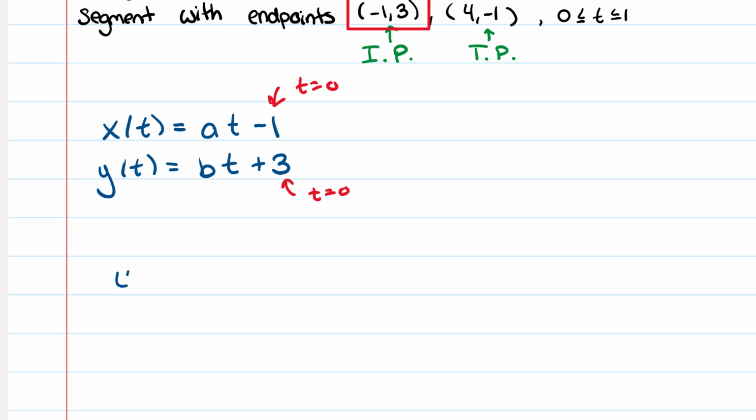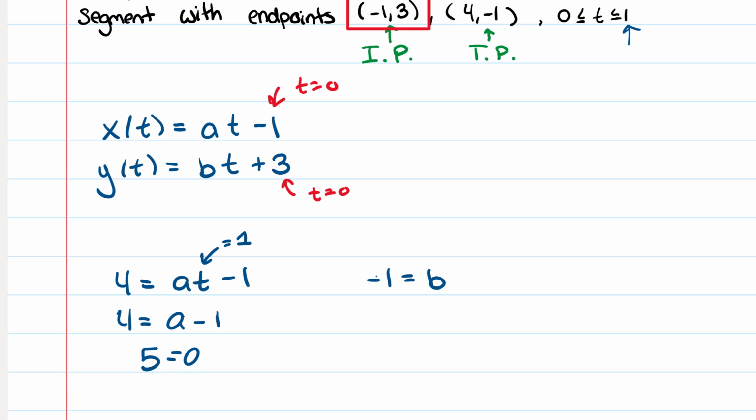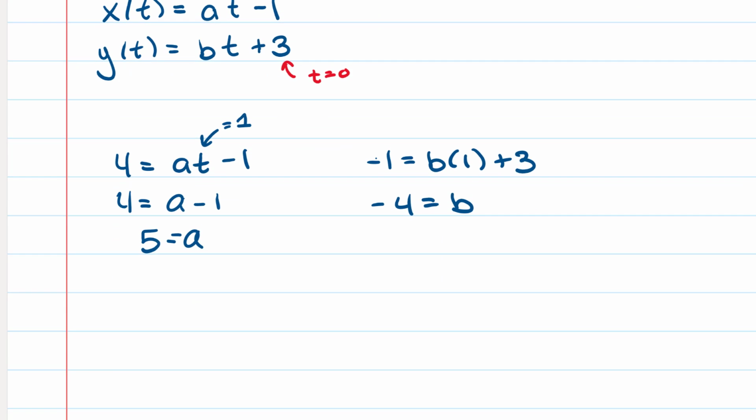For x, I get 4 is equal to a t minus 1, but the t value is going to be replaced with a 1 because we're at t is equal to 1, because it's the endpoint. So 4 is equal to a minus 1, so a is equal to 5. Then I'm going to get -1 is equal to b times 1 plus 3, so -4 is equal to b. So my parametric equations are going to be x of t is equal to 5t minus 1, and y of t is -4t plus 3.